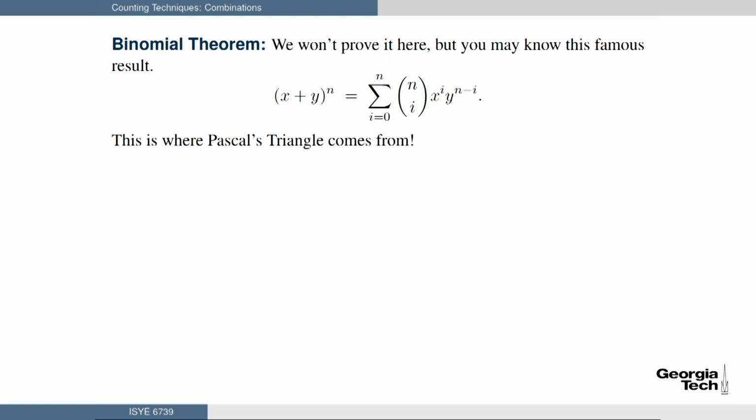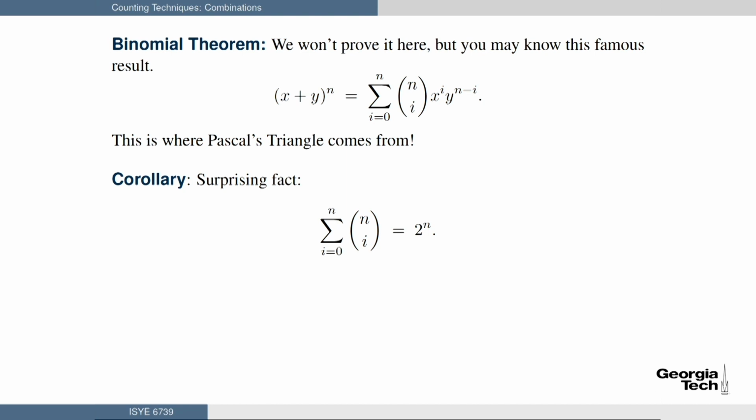And indeed, this is where Pascal's triangle comes from. Again, I'll let you explore that for yourself. Here's a corollary, a very surprising fact: the summation from i equals 0 to n of these binomial coefficients, n choose i, equals 2 to the nth power.